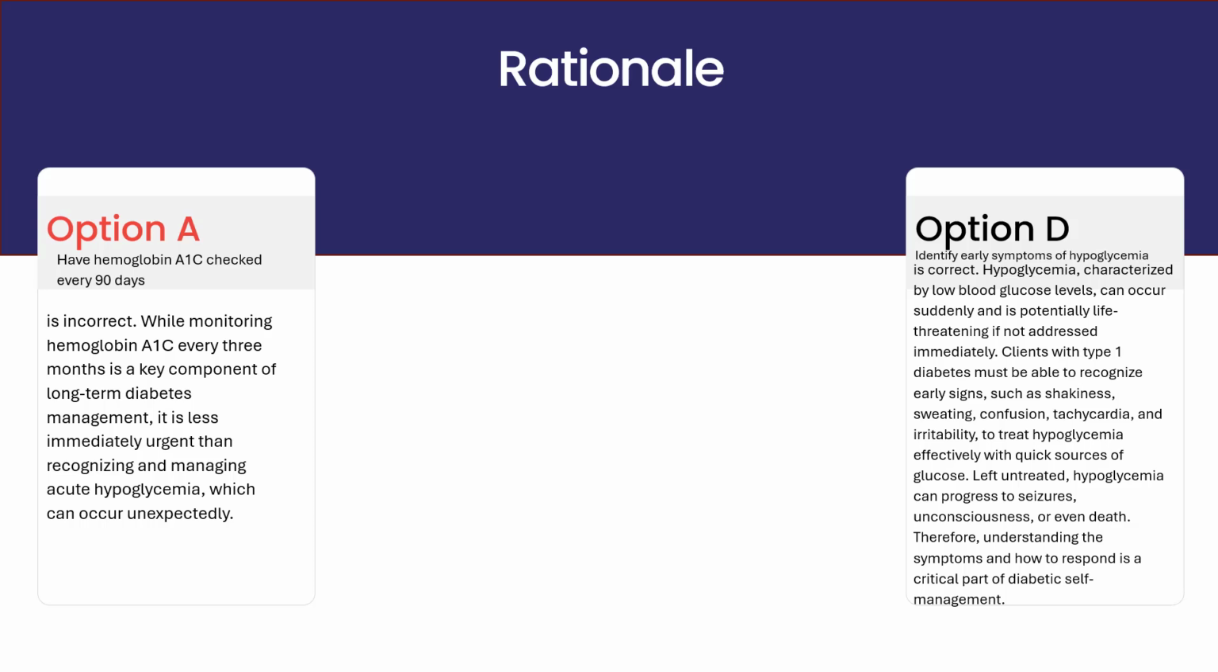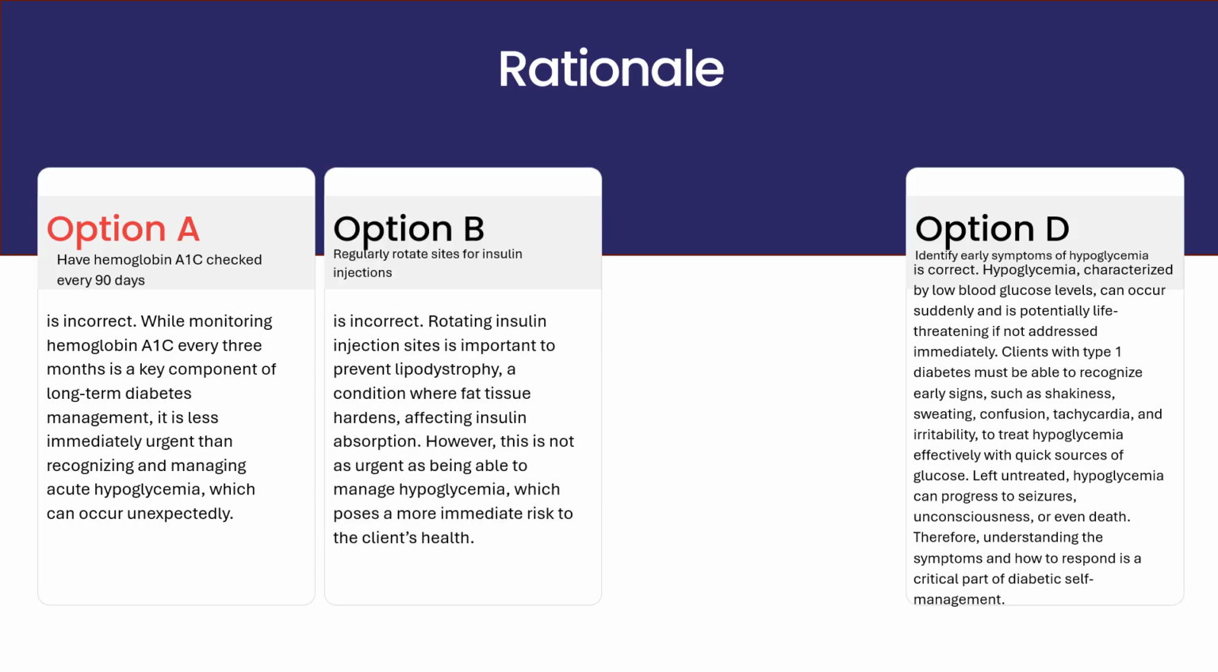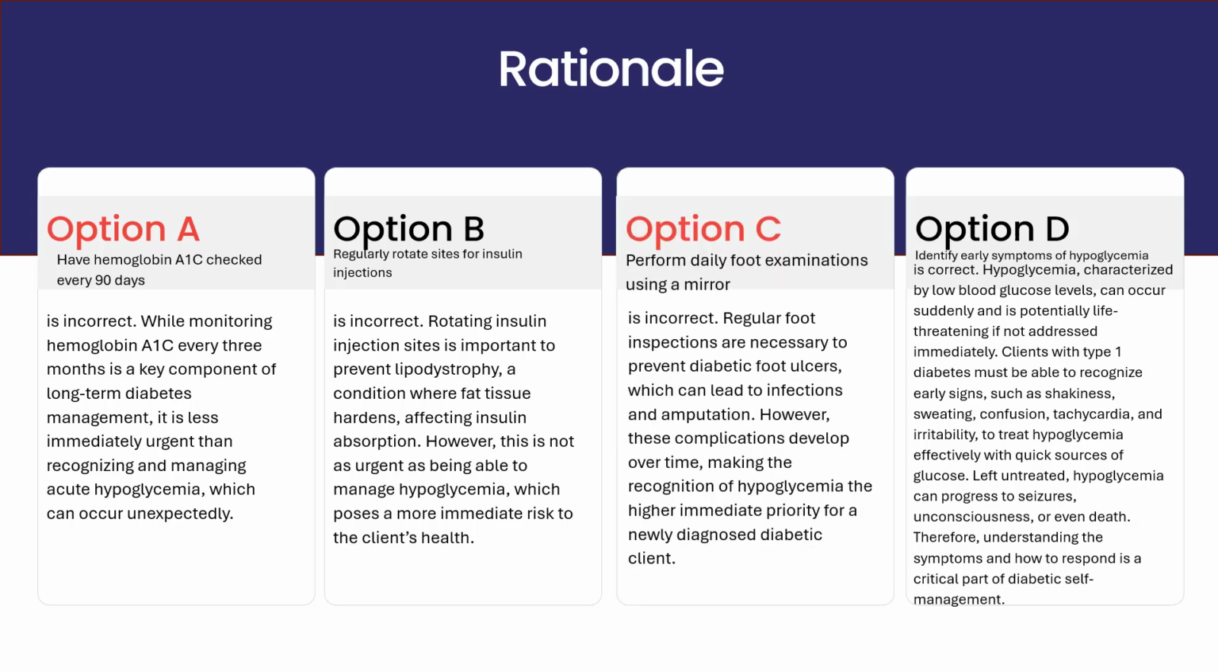Rotating insulin injection sites is important to prevent lipodystrophy, a condition where fat tissue hardens, affecting insulin absorption. However, this is not as urgent as being able to manage hypoglycemia, which poses a more immediate risk to the client's health. C is incorrect.